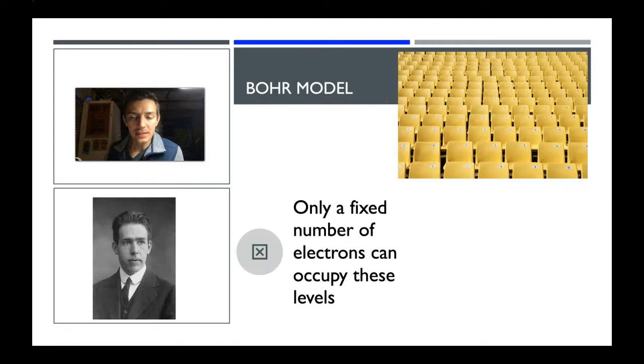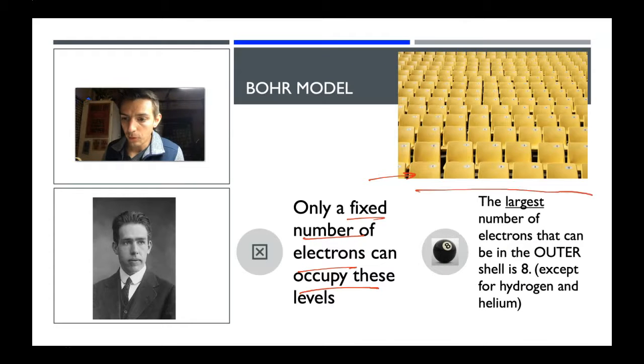The Bohr model basically has this understanding that a fixed number of electrons can occupy each energy level. You can't put too many electrons in an energy level and just keep packing them in there. Eventually you run out of seats, if you remember that analogy.